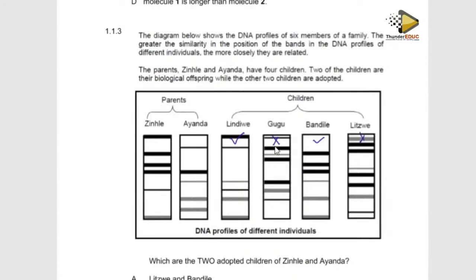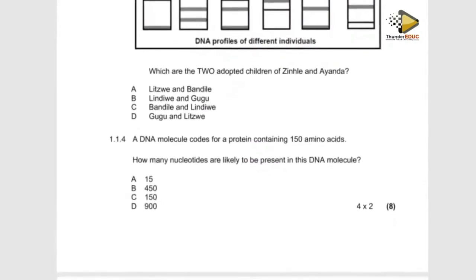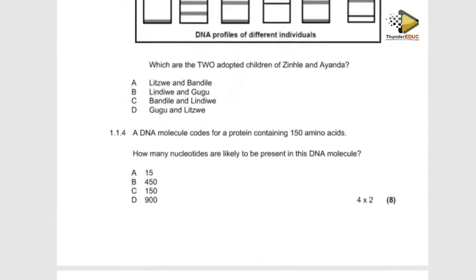So it means that Gugu and this one, number 1, are the adopted children of these 2 parents. So this one and this one, because they match with their parent, therefore we say that those are biological kids. So the answer is going to be B. Then they're saying that a DNA molecule codes for a protein containing 150 amino acids.